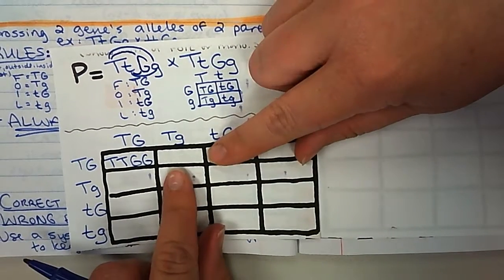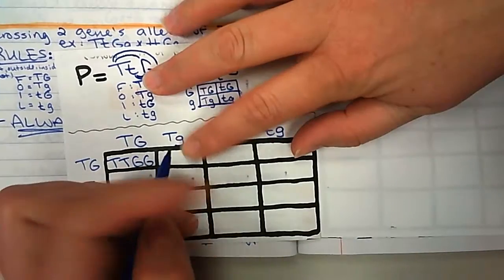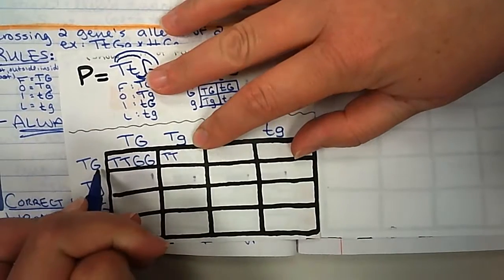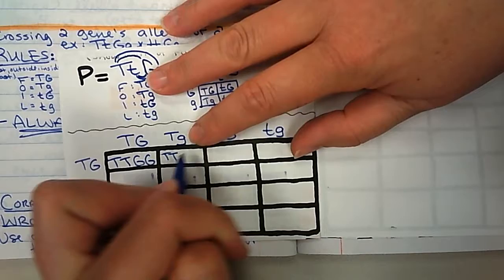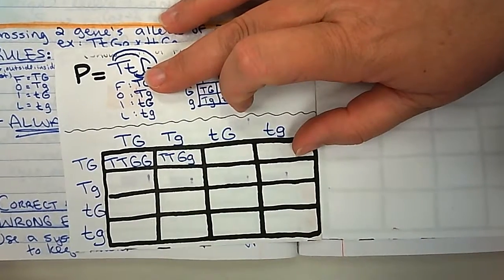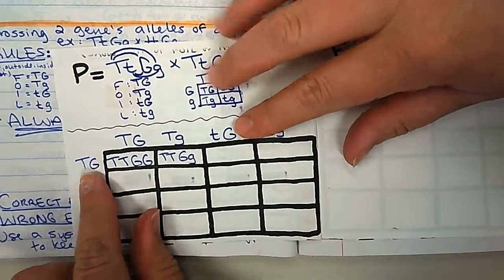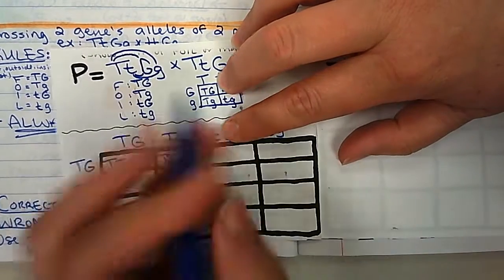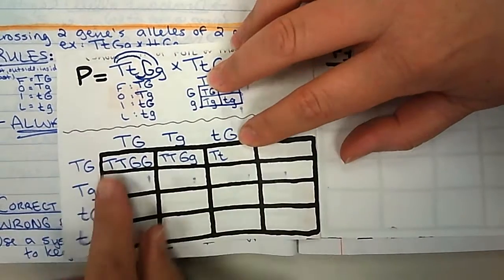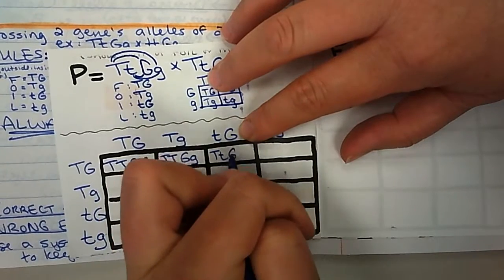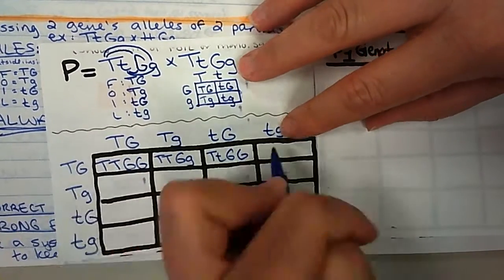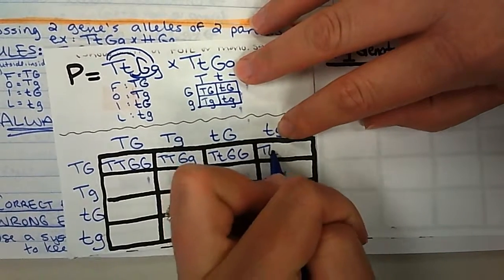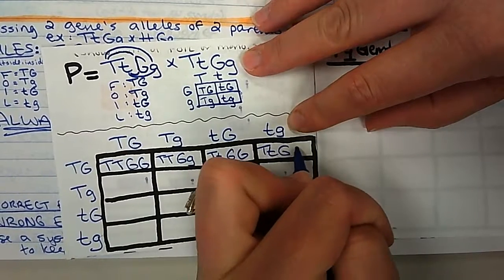So then I scoot over to the next one, and I look at my T's. I have two dominant T's, and I look at my G's. I have a dominant one, and I have a recessive one, so I'll keep that dominant one first. So then I move over to the next one. I have a dominant and a recessive T, so I'll make sure I put the dominant one first. And then I have two dominant G's. Okay, so you just do that all the way across. Dominant, recessive, dominant, recessive.